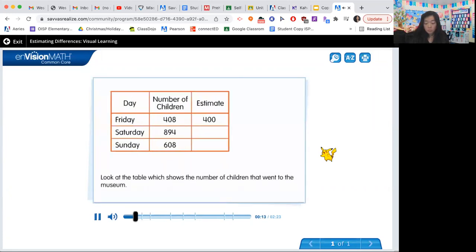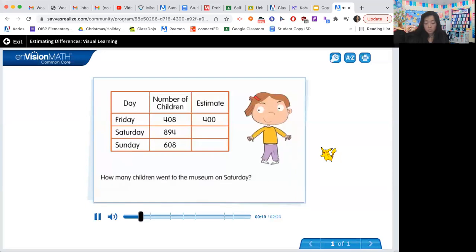Look at the table which shows the number of children that went to the museum. How many children went to the museum on Saturday? 894 children went on Saturday. How many children went to the museum on Sunday? 608 children went on Sunday.